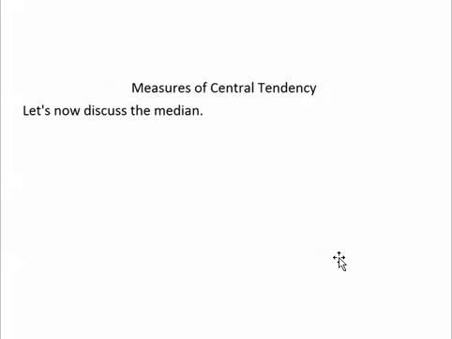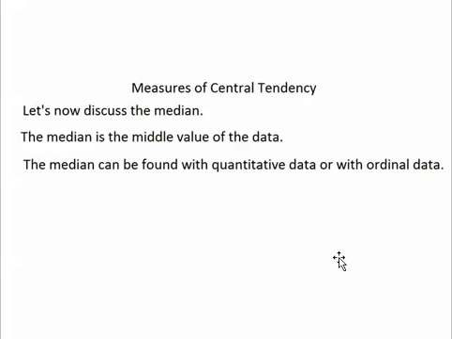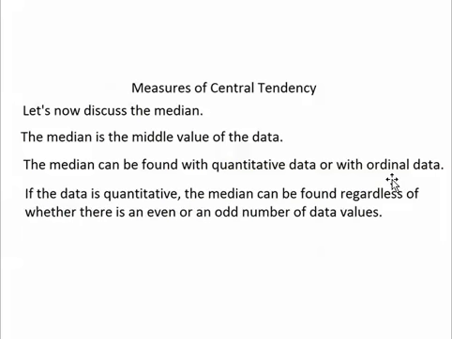Now let's go over the median. The definition of the median is the middle value of the data. And we talked about how the mean can only be found with quantitative data. The median can actually be found with quantitative data or with ordinal data, and we'll talk about why that's true. Also, if the data is quantitative, like a list of heights or incomes, you can find the median regardless of whether you have an even or an odd number of values.